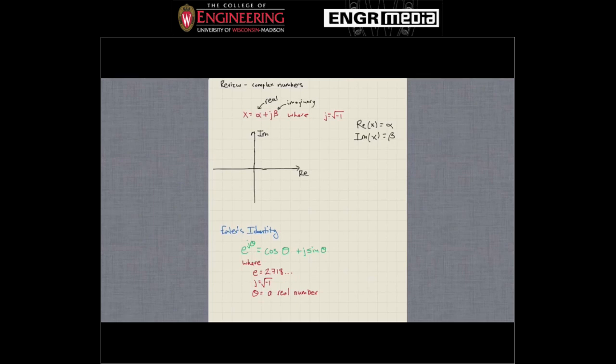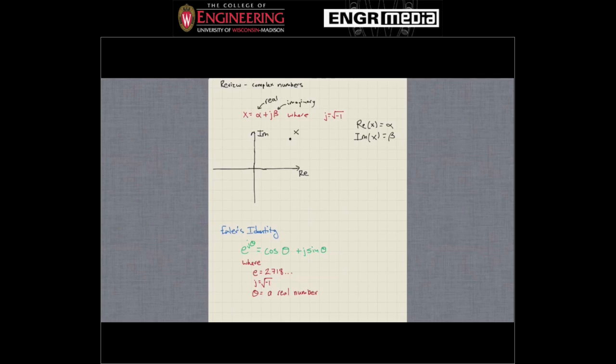Again, j represents the square root of minus 1. And so we can plot a complex number in the complex plane. That just means we draw two axes: the real axis, which is the horizontal axis, and the imaginary axis. So we could put this point x right there. Call that x.